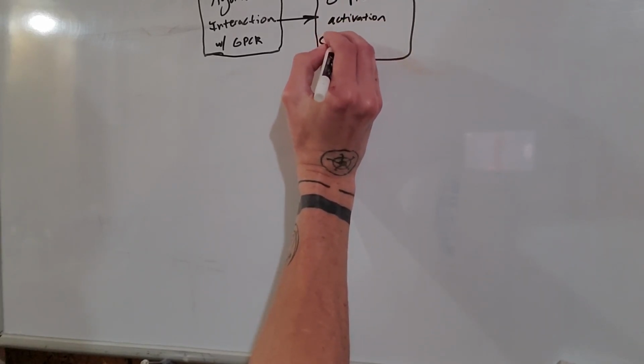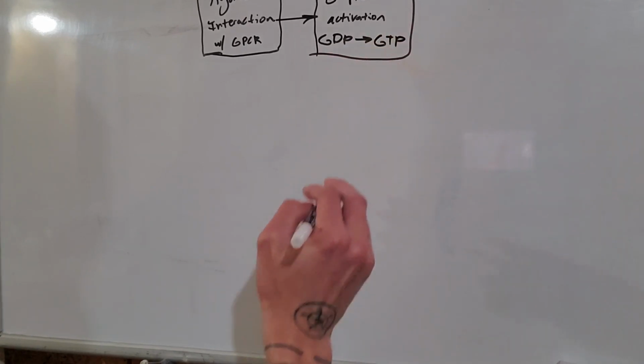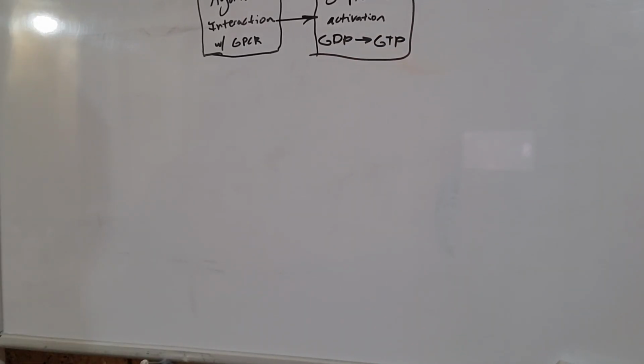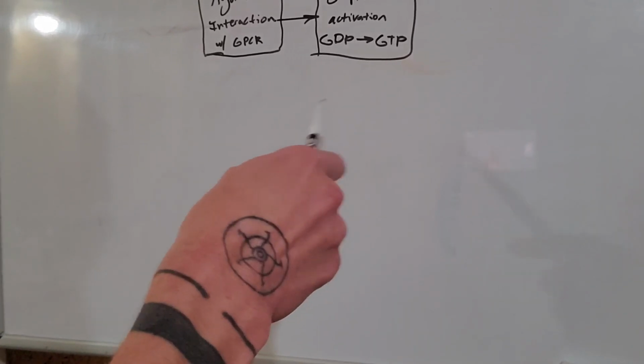in which the GDP is exchanged with GTP, which activates the G protein. And once again, this is caused by conformational changes in the associated GPCR, G protein coupled receptor, which leads to the intracellular portion of that receptor having GEF capability, that is guanine exchange factor capability, which is what facilitates the exchange of GDP for GTP and activates the G protein.